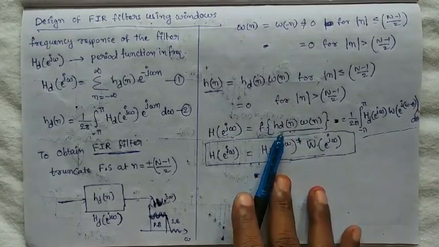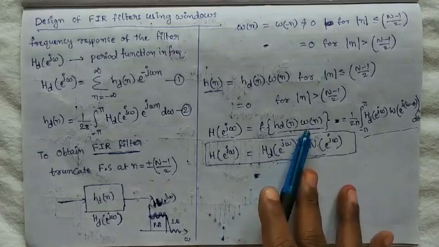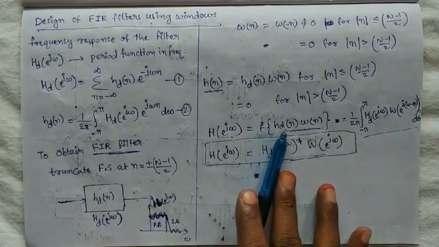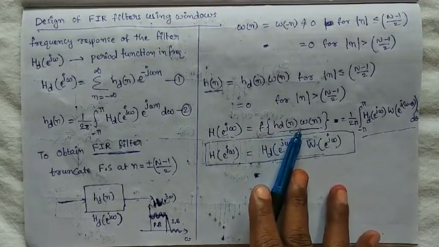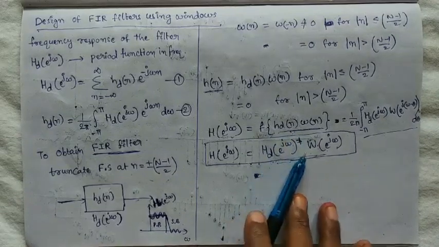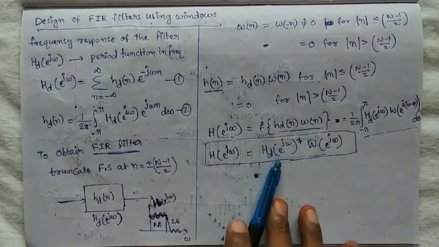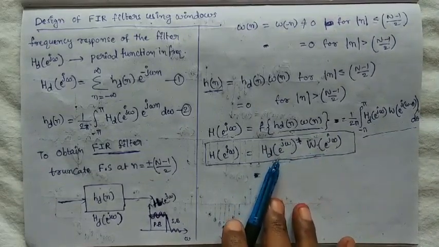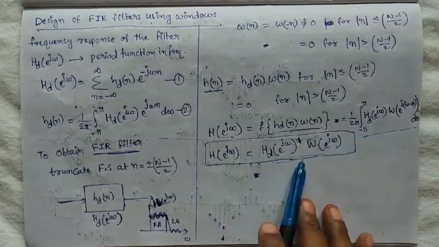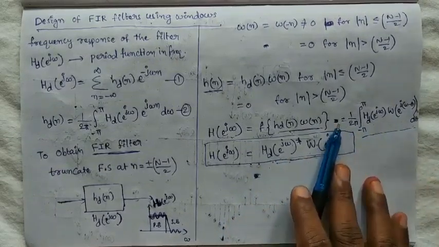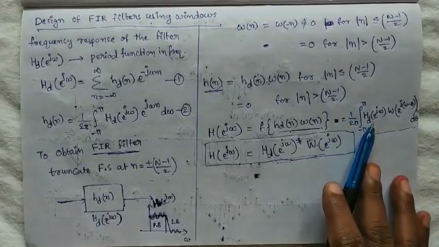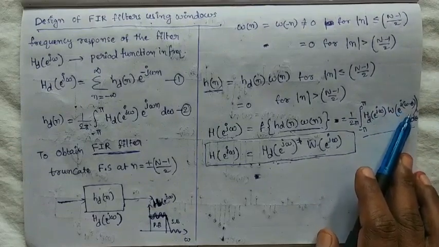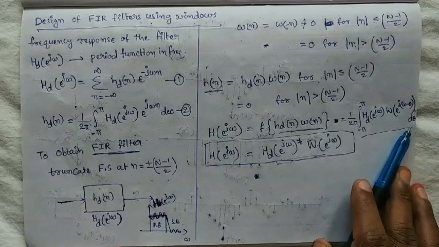The Fourier transform of hd of n is HD of e power j omega, and the window w of n has transform W of e power j omega. Multiplication in the time domain is the same as convolution in the frequency domain: HD of e power j omega convolved with W of e power j omega. We calculate it using the formula 1 by 2 pi, integral from minus pi to pi, of HD of e power j omega into W of e power j of omega minus theta d theta.